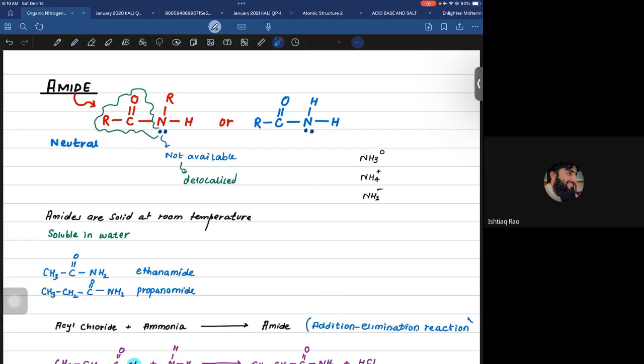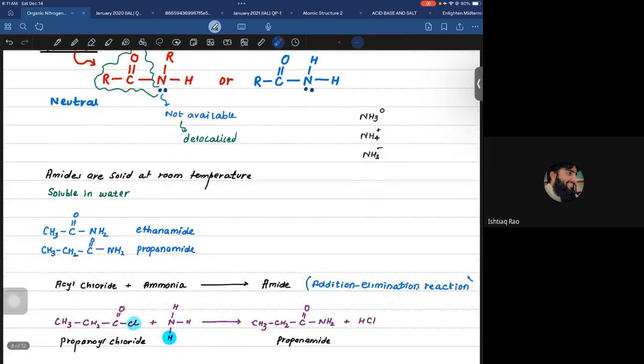Amides are solid at room temperature and amides are soluble in water because amides are polar in nature. Amides have partial positive and negative charges. As you can see, the nitrogen has one lone pair, which makes it polar. And obviously, you know that water is also a polar substance, so it would be soluble in water.